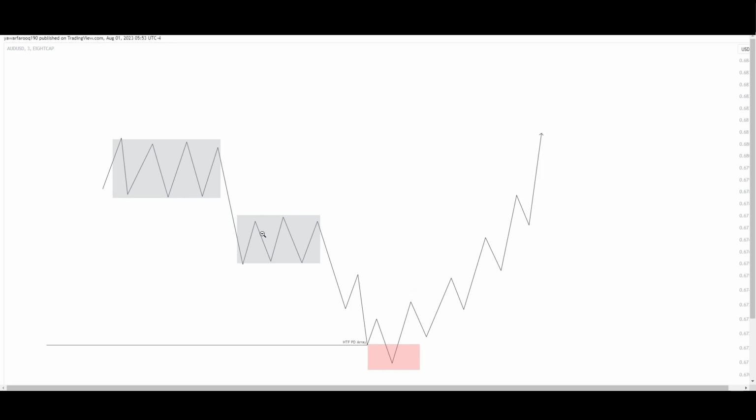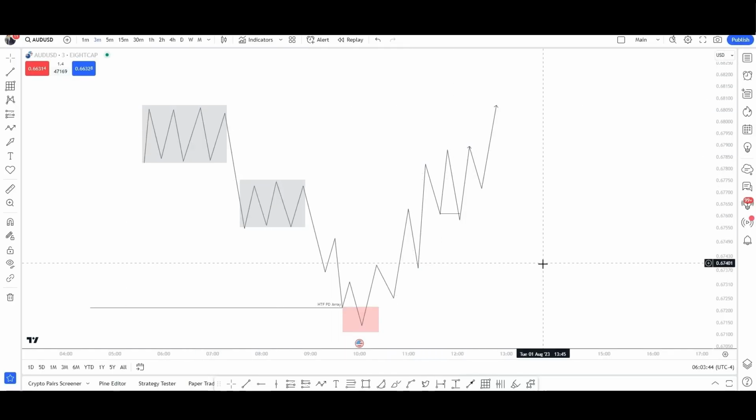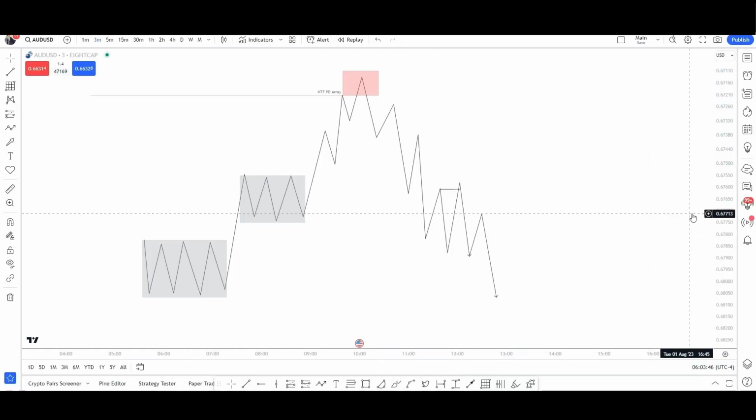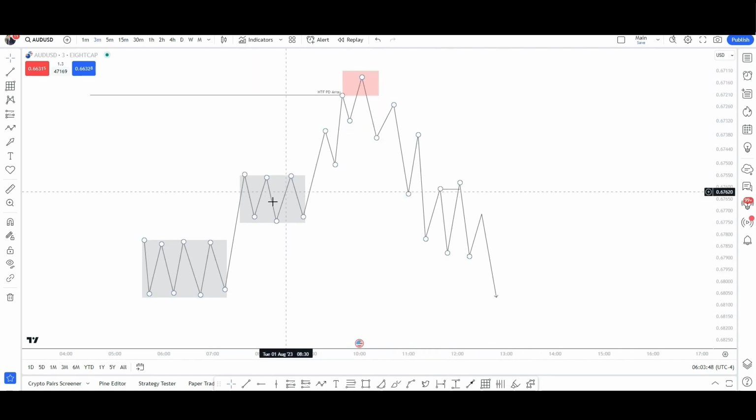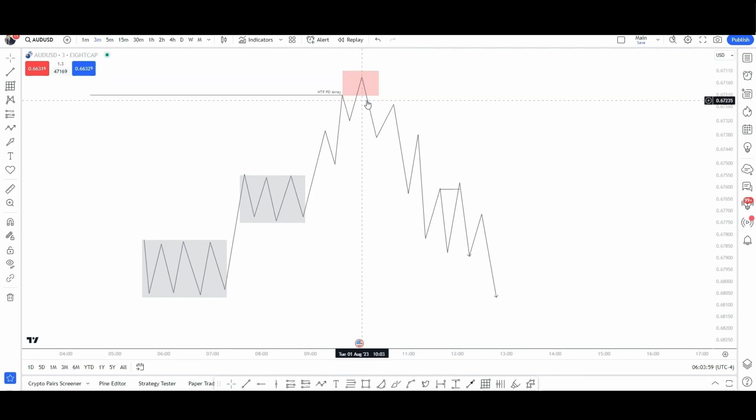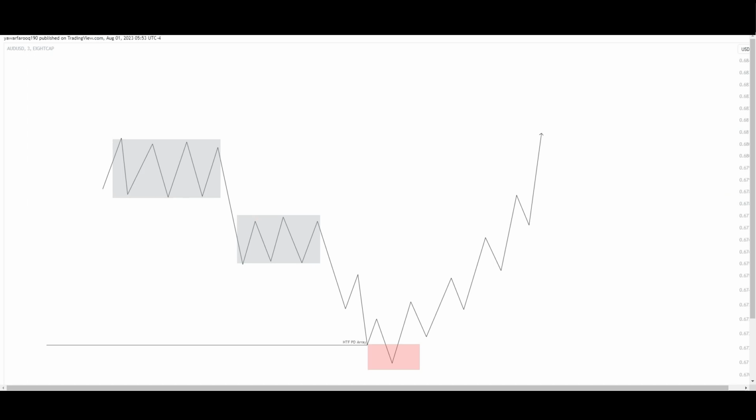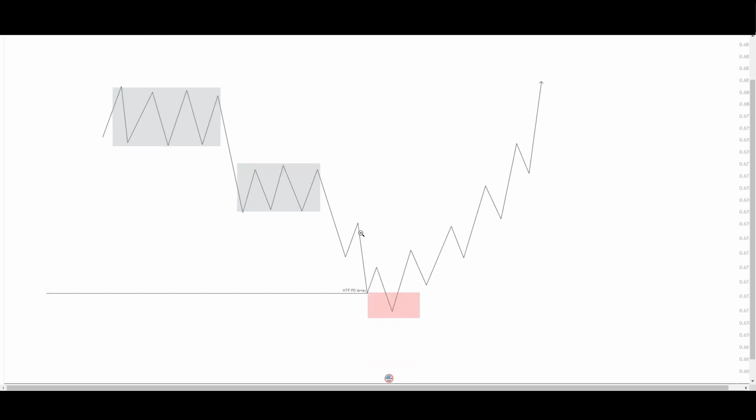The same will be for a market maker sell model as well, so let me show it to you. This is going to be our sell model. We're going to have the original consolidation, then another accumulation, then price is going to hit a high time frame PD array, and then we will have that smart money reversal from there, and price is going to continue going lower. So this is the market maker buy model, and this is the market maker sell model.